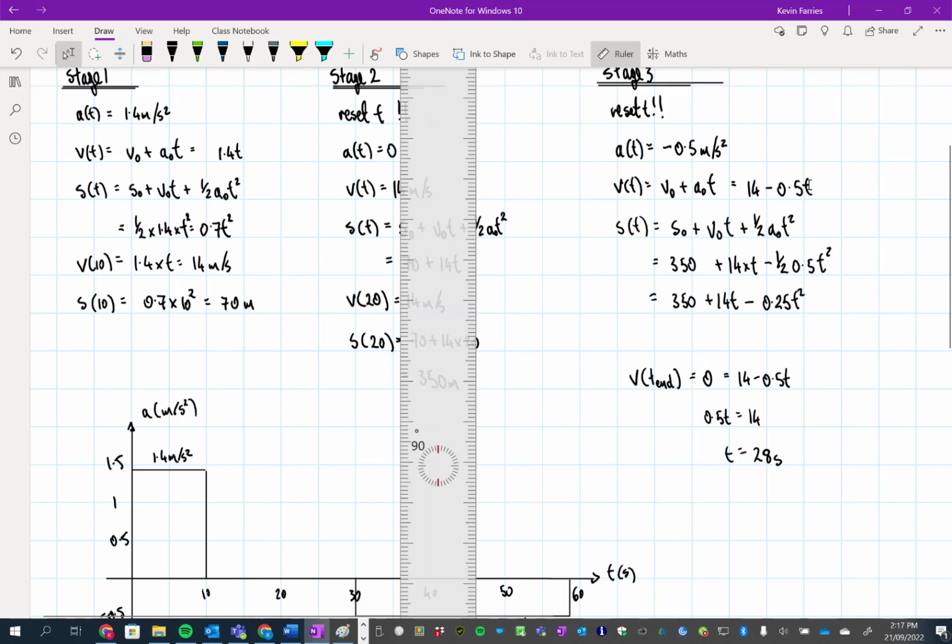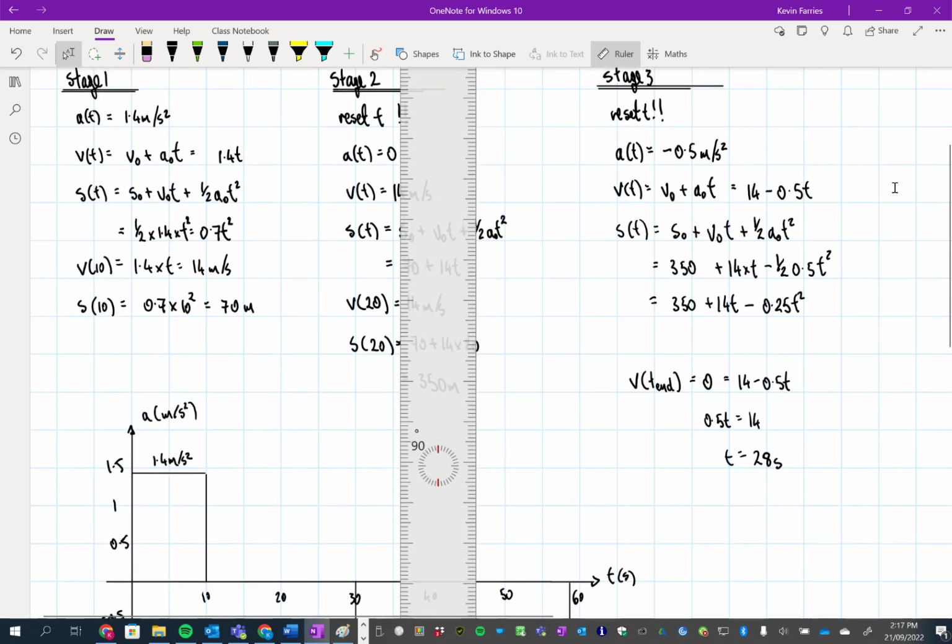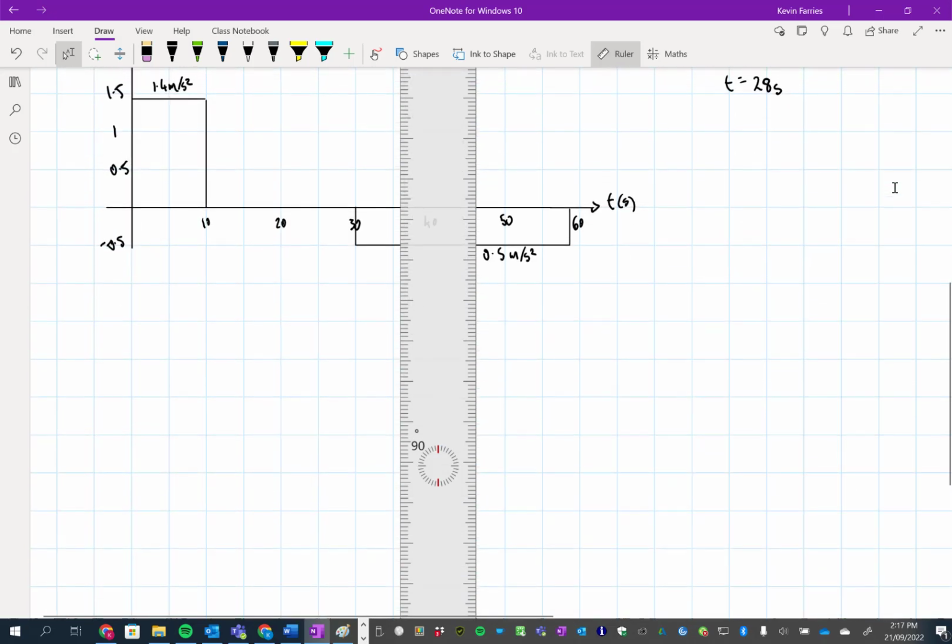So each second, it's going to be 14 minus 0.5, then 14 minus 1.0. And so each second it's dropping by the same amount. So again, it's a straight line. And the maximum we got to was 14 meters per second.